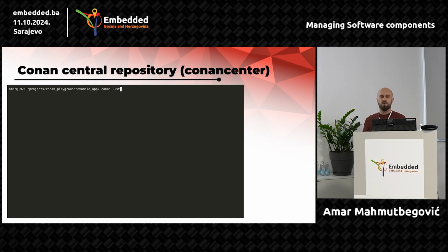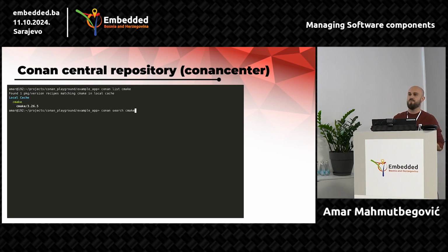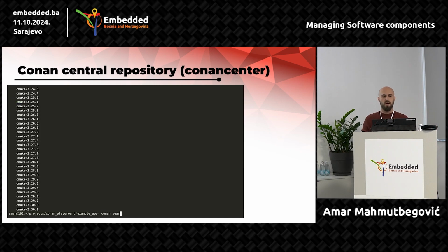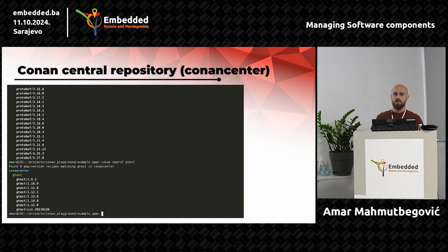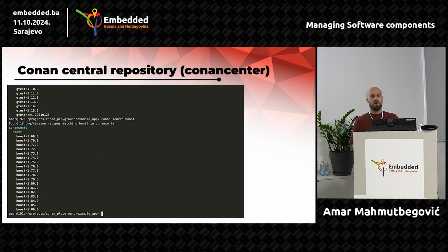Conan also has a central repository. CMake came into our project from the central repository, and we can use conan search with a package name to search the Conan central repository to see which versions of which packages are available there.